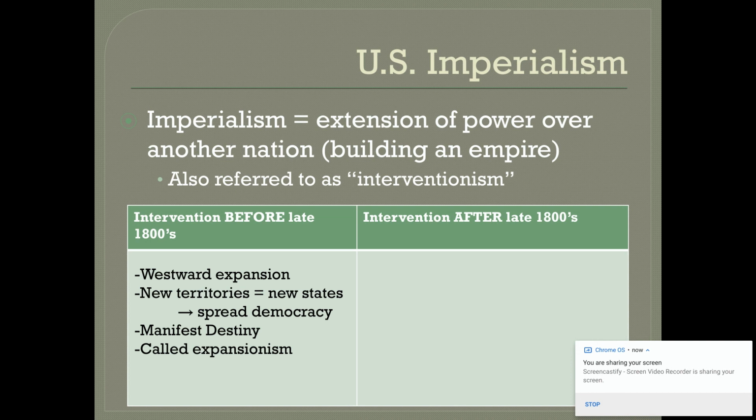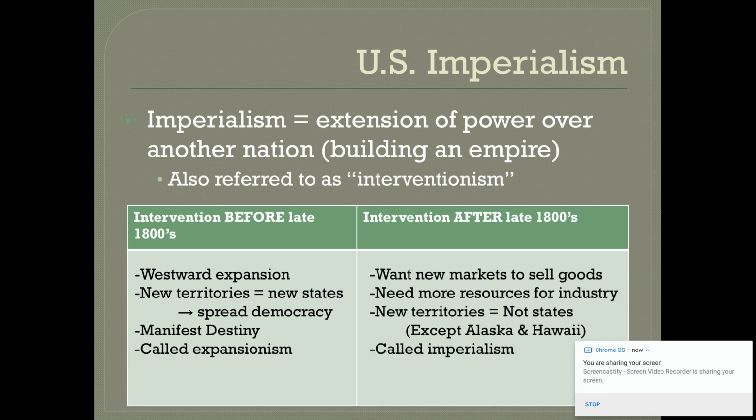After the late 1800s, things began to change. The United States, of course, was industrializing, so they wanted new markets to sell these new goods to. Industrialization is going to play a major role in imperialism. With industrialization, they also needed resources to use in the factories and to produce things. They were looking at new territories, places that weren't states, like Alaska and Hawaii, which is outside of what they would call the contiguous United States, or the lower 48. All of this becomes known as imperialism after the late 1800s.